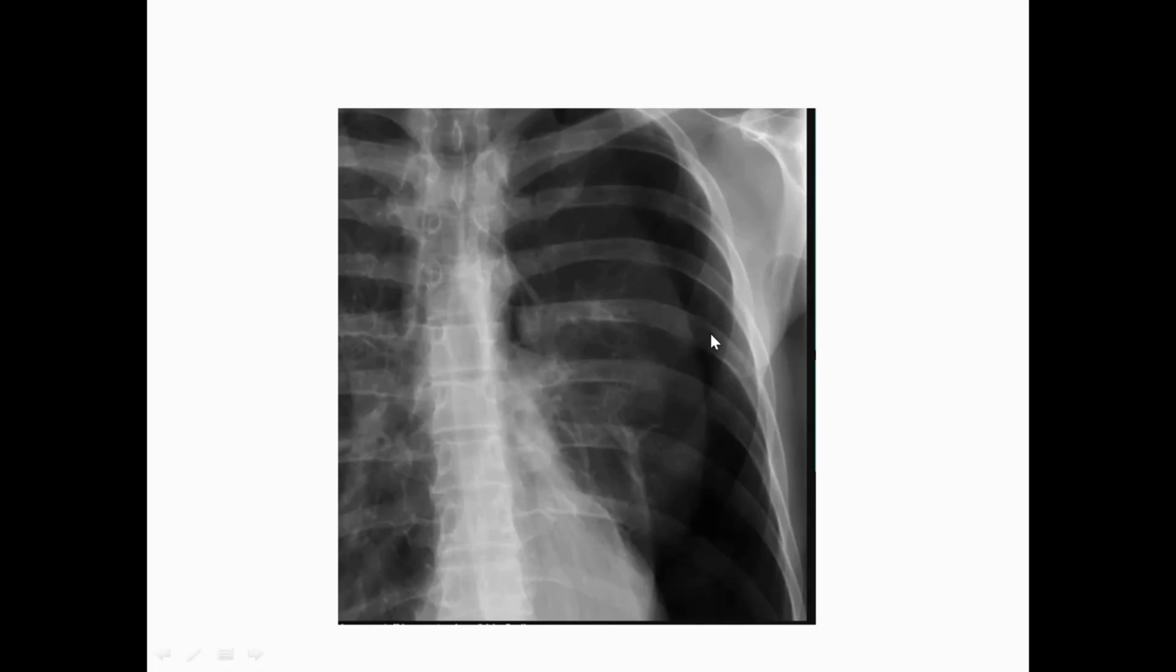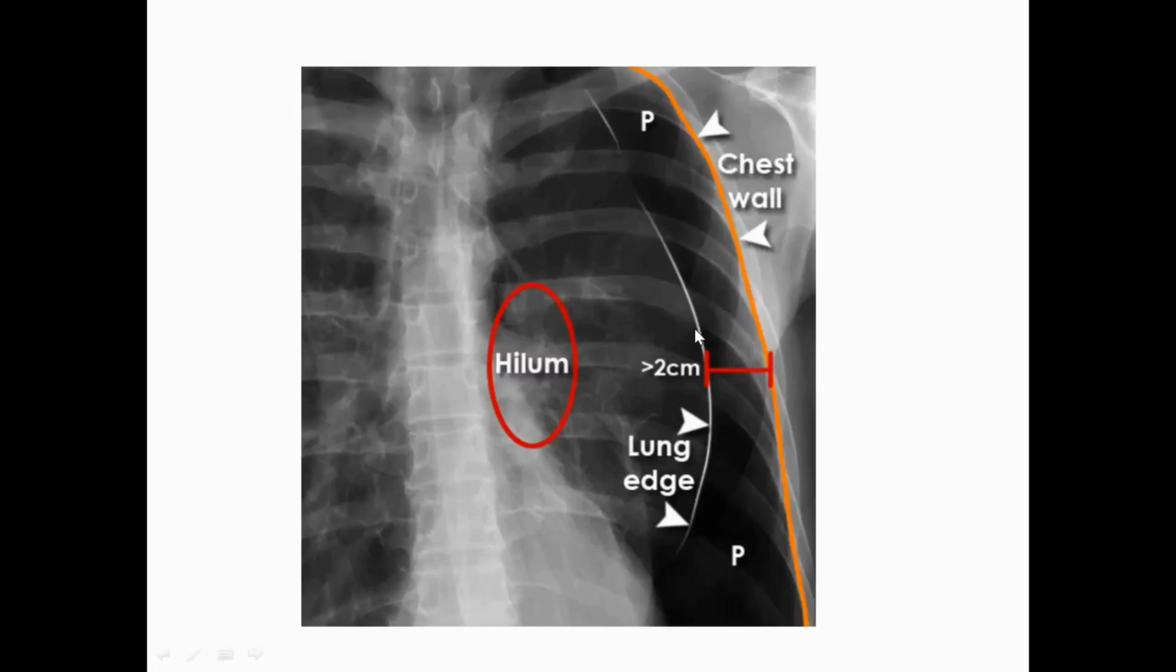If it is less than 2 centimeters, it means it is a small pneumothorax. If it's more than 2 centimeters, it is a large pneumothorax. So here, suppose, this is more clarification. This is the hilum, and you're going to measure the width of the pneumothorax. As this is more than 2 centimeters, it is a large pneumothorax.